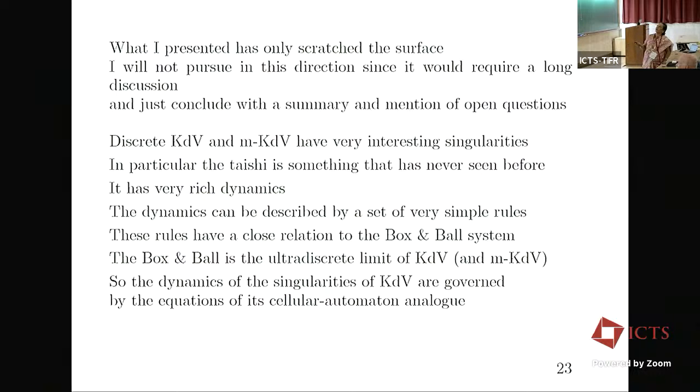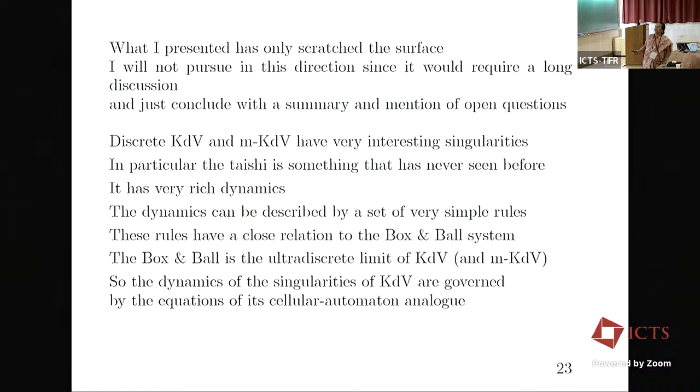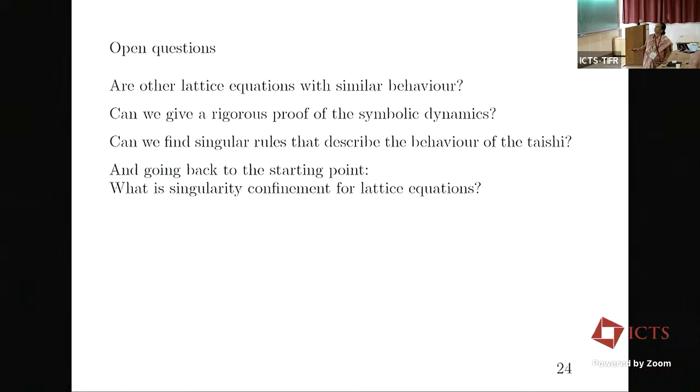So let me conclude here and summarize what we have seen. Discrete KdV and MKdV, they have very interesting singularities. In particular, the Taishi type, we have never seen it before. It has very rich dynamics. The dynamics can be described by a set of very simple rules. The rules have a close relation to the box and ball system. The box and ball system is the ultra-discrete limit of KdV as well as MKdV. So the dynamics of the singularities of KdV are governed by the cellular automaton analog. So this is a very interesting point.